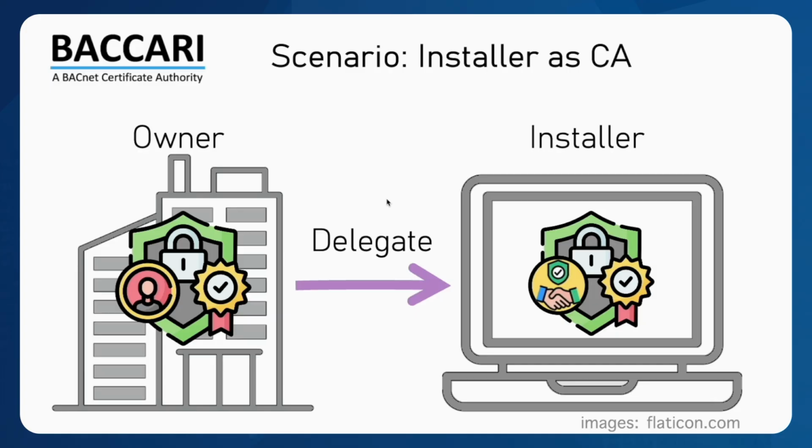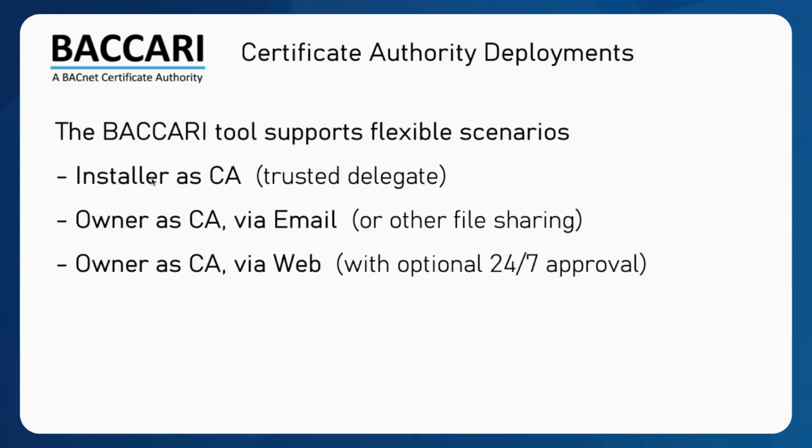This is the first in our video series on certificate management using the BACCARI tool. As a review, the series contains three different scenarios: the installer as CA, owner as CA via email or some other file sharing, and the owner as CA via the web. So these range from basic to most advanced.